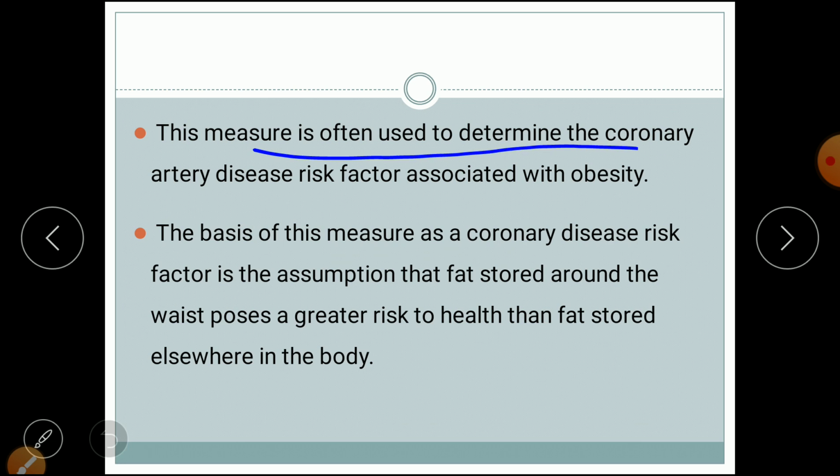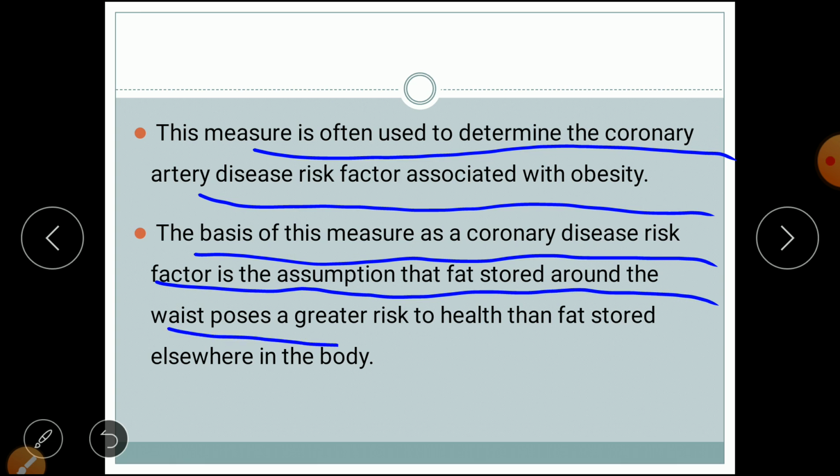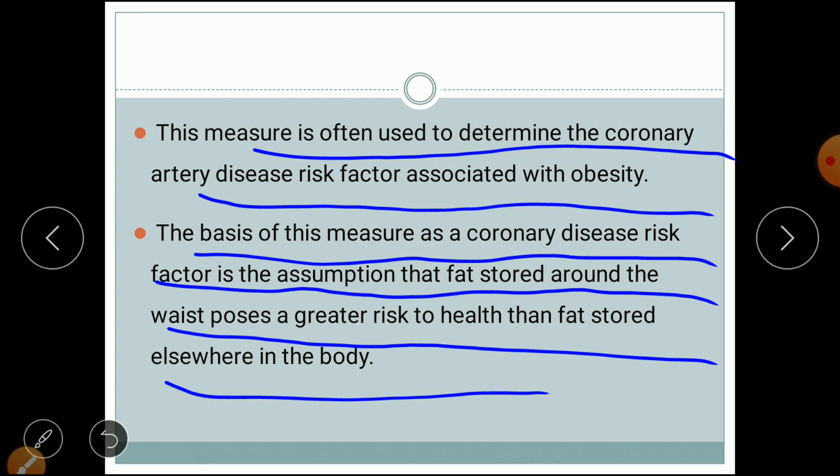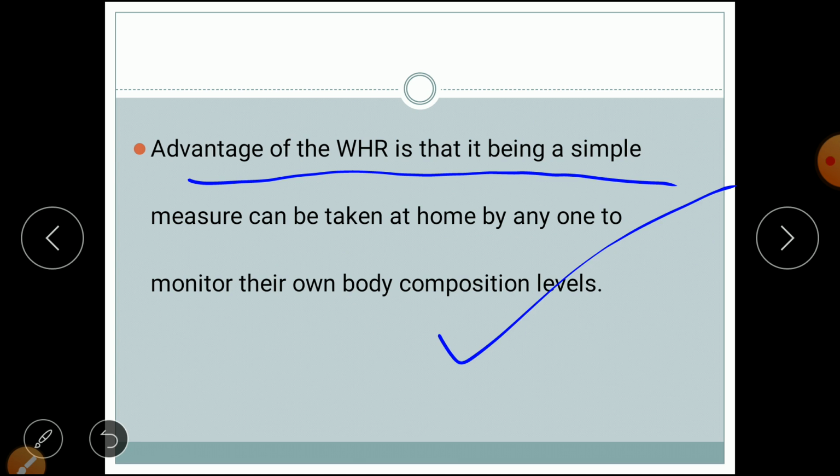This measure is often used to determine the coronary artery disease risk factor associated with obesity. The basis of this measurement as a coronary disease risk factor is the assumption that fat stored around the waist poses a greater risk to health than fat stored elsewhere in the body. So if there is excessive fat accumulation, that shows the patient has chances of coronary heart disease, and it shows the obesity of the person. The advantage of the waist hip ratio is that, being a simple measure, it can be taken at home by anyone to monitor their own body composition levels. That means a therapist is not needed, the patient can do it themselves.